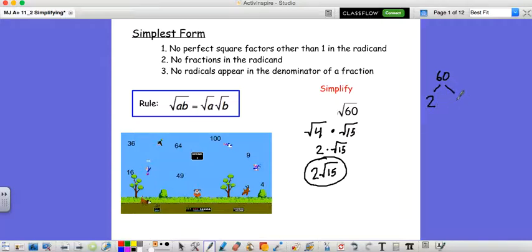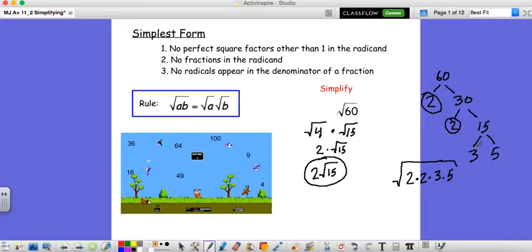We can just do it by 2's right away. 2 and 30. 2 times 30 give you 60. Okay, let's break down 30. 2 and 15. Okay, let's break down 15. 3 and 5. All of you have done this factor tree idea before. Okay, so now what we can do is we can just say the square root of 60 is the same as the square root of 2 times 2 times 3 times 5. Because our factors were 2, 2, 3, and 5 when we did our prime factorization.